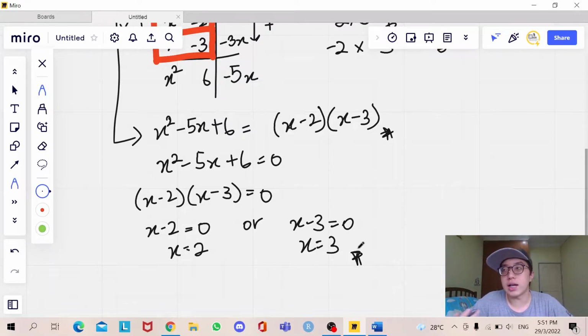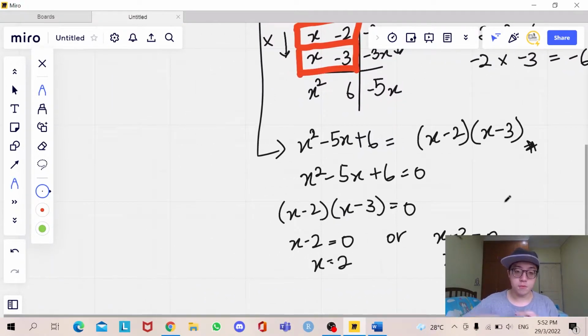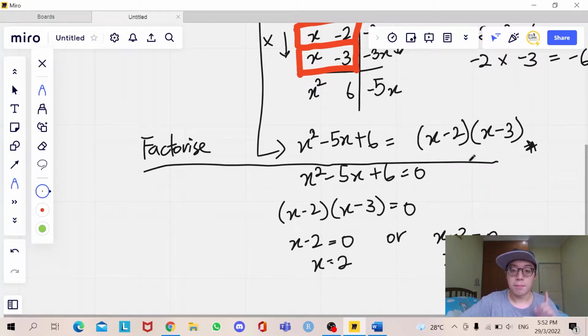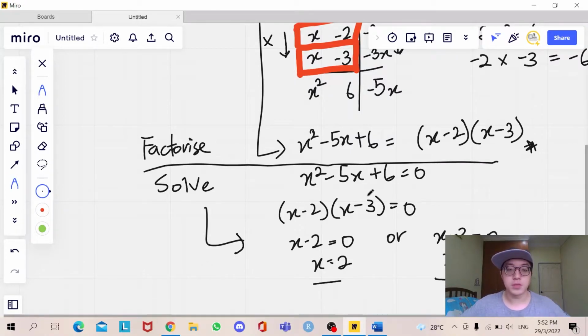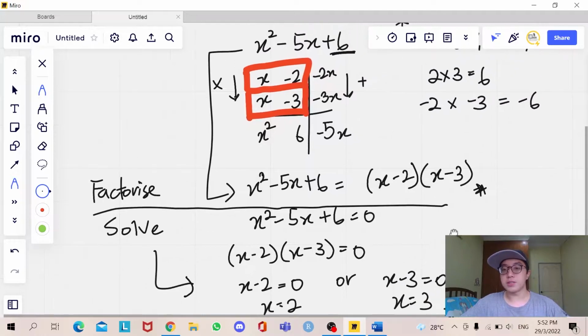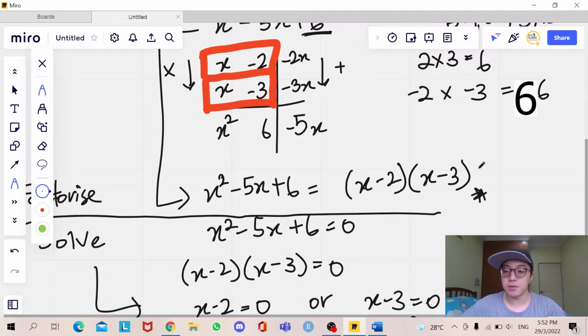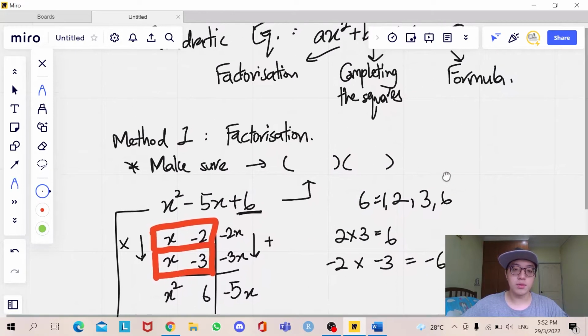The calculator is looking for the roots of this equation. The roots are actually the answers for this quadratic equation, 2 and 3, when it is equal to 0. Remember, if the question asks you to factorize only, then you reach this line here and you stop. But if the question asks you to solve, you must make sure that you have both the x values. So this is the difference between factorize and solve. For this part, the question we usually ask is: solve this quadratic equation by using the factorization method. So this is method 1, factorization.